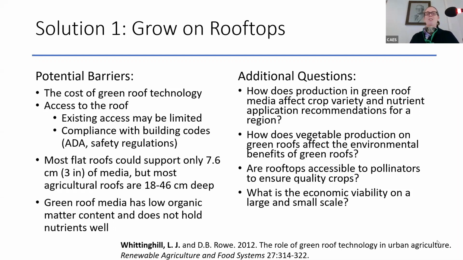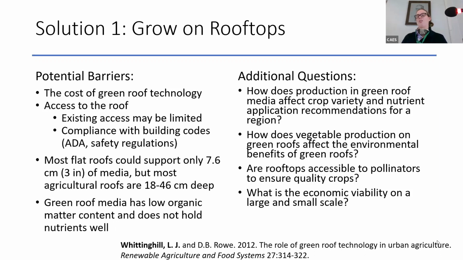And then green roof media has low organic matter content and doesn't hold nutrients well. So adding fertilizers or organic matter can lead to nutrient leaching issues. And production guidance for most vegetables may or may not be accurate for this media that's so different from agricultural soils. You might also need to select different cultivars of crops that grow better in the system. But that information wasn't really out there at the time. Not a lot has been added to that body of knowledge in the intervening time.